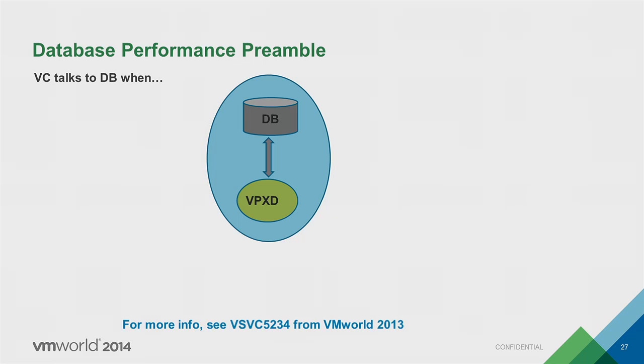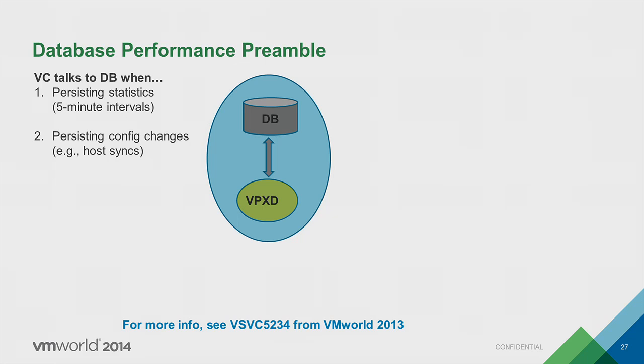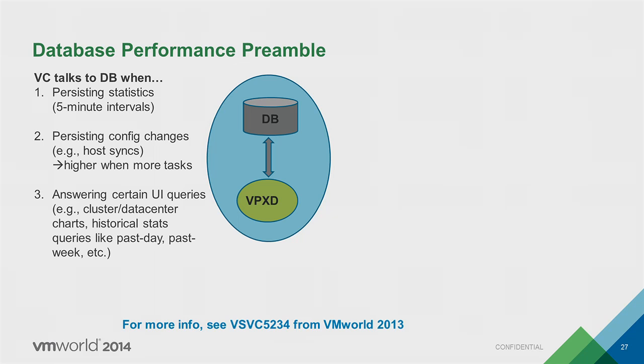So vCenter talks to the database for a variety of reasons. I've already mentioned that when you persist statistics, they funnel through vCenter and go to the database. I've also noted that when configurations change on a VM or on a host, those funnel through vCenter and go to the database. I've also said that certain UI queries don't necessarily go to the application server, they will go to the VPXD service itself. For example, if you want historical stats, those will go to vCenter first and then get serviced from the database.